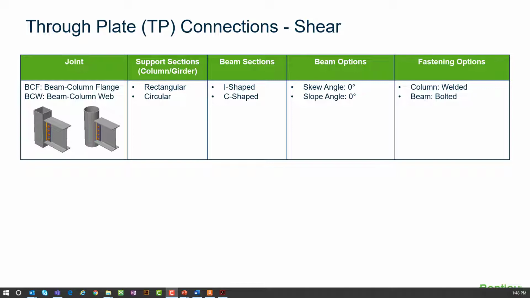RAM connection standalone is used for the design and detailing of steel connections, and it can design individual shear, moment, brace, splice, and truss connection types to a variety of different steel design codes. In this particular video, we're going to be focusing on the workflow for assigning a through plate connection to a beam to column joint for the purposes of resisting a shear reaction.